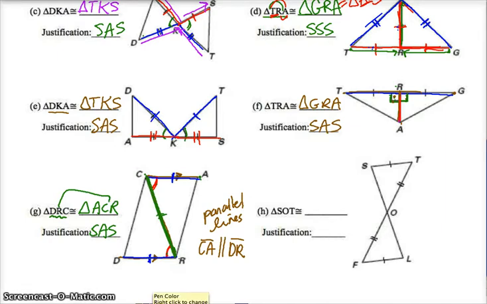Okay, last one. Triangle SOT is congruent to what? Well, let's see. So what do we know from this diagram? We know here, this is double side, this is double side. Those are congruent to each other. Here we have ST is congruent to FL. And then our final thing is this angle. We have vertical angles here. Right, so this is the vertical angle theorem, which tells us that those two angles are congruent to each other. So vertical angle theorem.